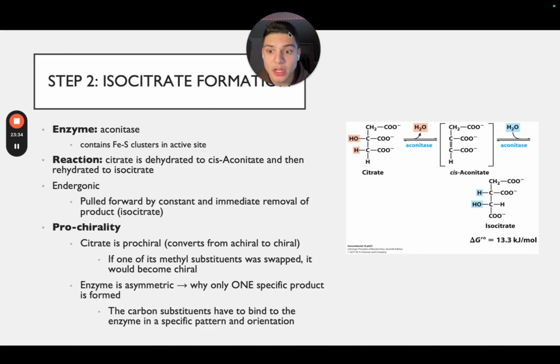So there's a concept called prochirality. This is a little bit different. It's very similar, but not quite the same. Prochirality just means that we have a molecule right here, citrate, that is achiral, but it gets converted into a chiral molecule via isomerization. So what that means is right now, if we were to look at this carbon, this is the achiral carbon that we're talking about.